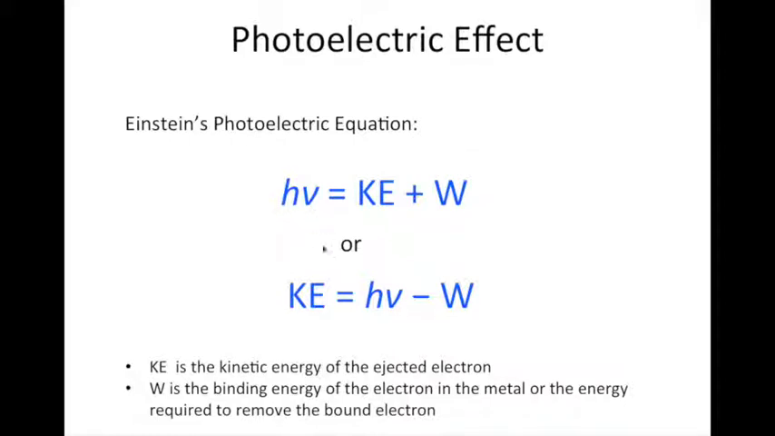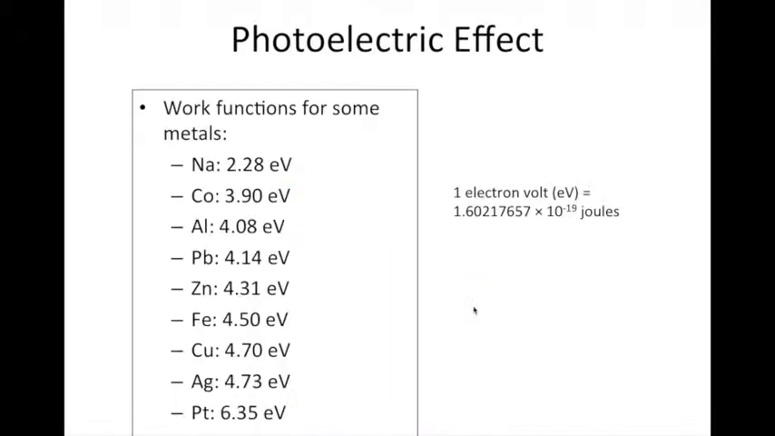So we could write Einstein's photoelectric equation as follows. The energy of the photon, h times the frequency, is equal to the kinetic energy of the electron emitted plus the work function. And you could think of the work function as the binding energy of the electron, or the energy required to remove the electron. So the kinetic energy, we could rearrange this equation. The kinetic energy of the ejected electron is equal to the energy of the photon minus the binding energy of that electron.